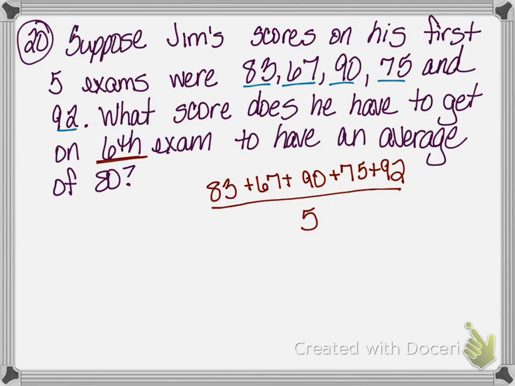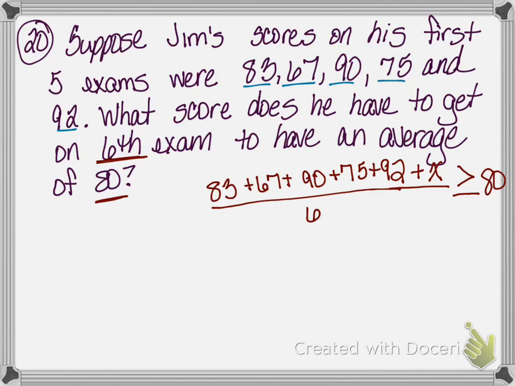That would give me his average today, okay? But he's got a 6th exam. We don't know what that 6th exam is, okay? So we're going to call it X. So he's got his 5 exams plus his 6th exam. So I'm no longer dividing by 5. I am dividing by 6. Okay? Now, he wants an average of an 80. So he wants the average to be greater than or equal to an 80.